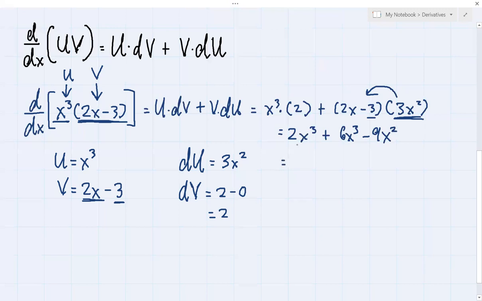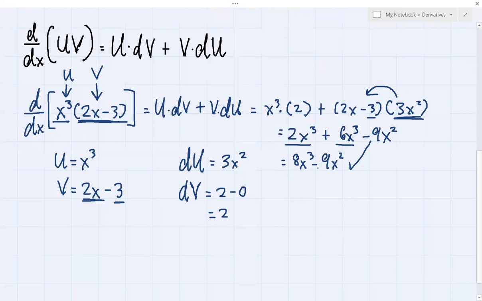Now, after that, we can now combine similar terms. I-simplify natin to. Si 2x cubed at saka si 6x cubed, magka-similar sila. So we're going to add them together. So 2x cubed plus 6x cubed is 8x cubed minus 9x squared. So this is now your final answer. Or, pwede pa natin siyang i-simplify. Okay, pwede pa.